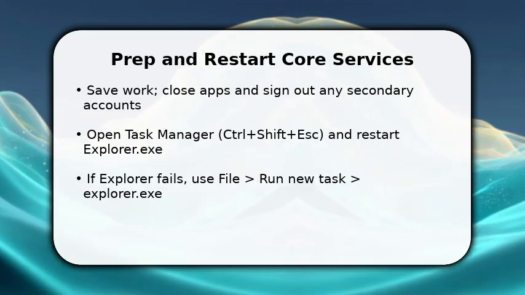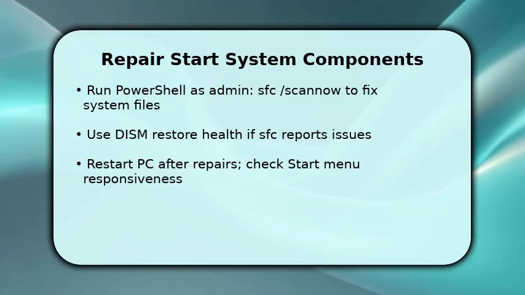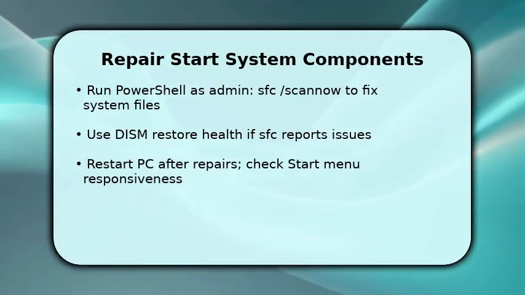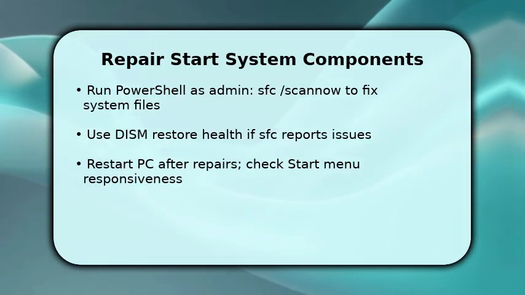Now you repair underlying system components that keep the Start menu responsive. Right-click Start, choose Windows Terminal or PowerShell as administrator, then run sfc /scannow to detect and replace corrupted files. This addresses many shell failures.